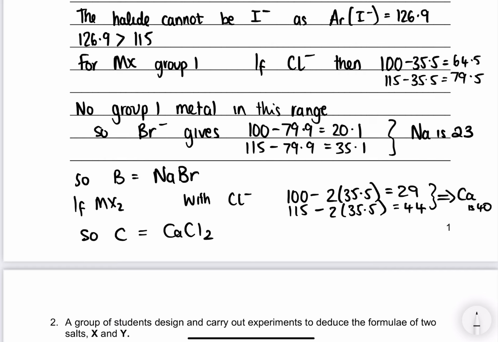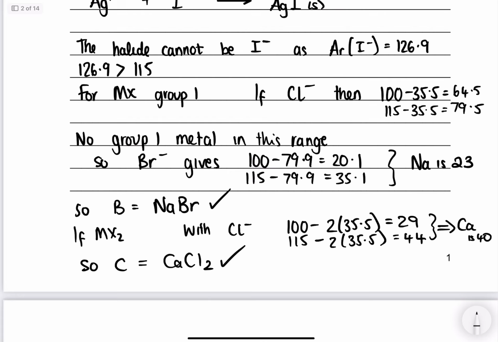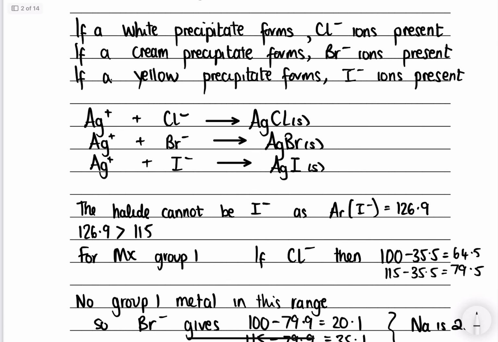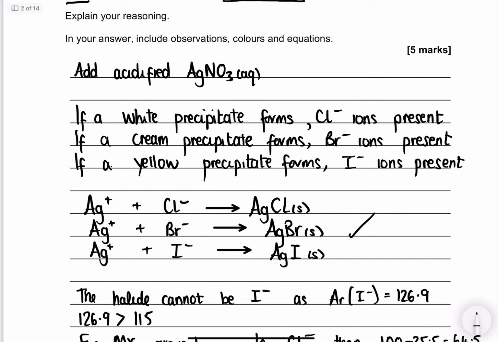Now, I've done quite a lot of working out there. You didn't need to show that working out. You just needed to work out that they were the two formulas, or to explain how you could work it out. So explain how you could use the maths to work it out. You get a mark for these equations, at least one of them, a mark for these observations, at least two of them, and a mark for this reagent.